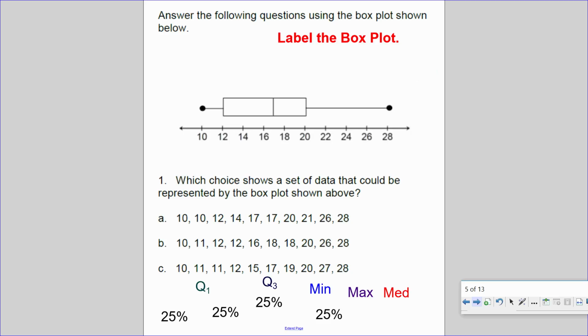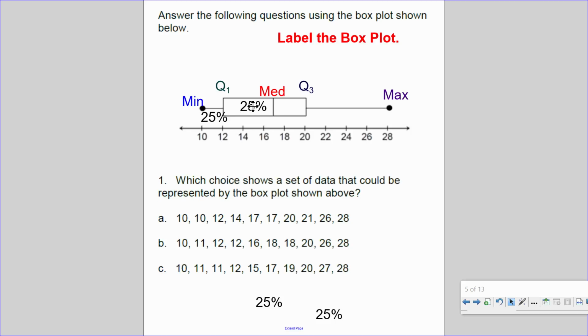Here's another box plot. Can you interpret? Before we do that, let's label the box plot. So the minimum is here. The maximum is here. The median is here. Quartile 1 is here. Quartile 3 is here. 25% of information goes here, 25% goes there, 25% goes there, and 25% goes in that section.